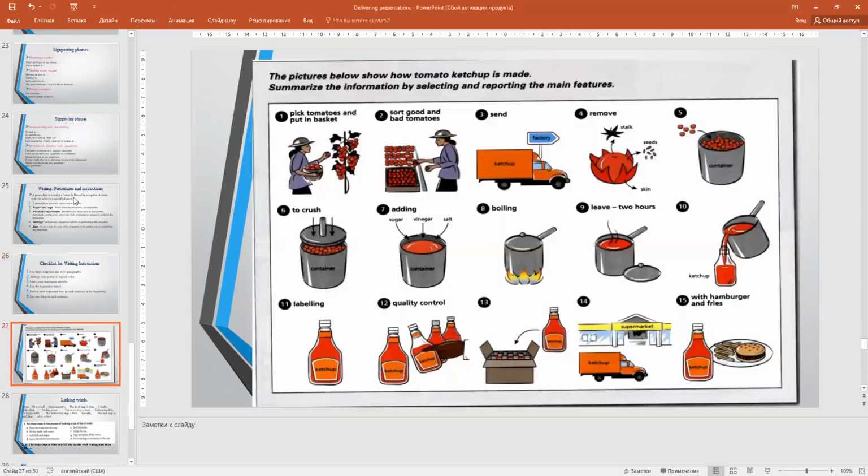So the next slide, as you can see here: the picture below shows how tomato ketchup is made. Summarize the information by selecting and reporting the main features. This is a home task for you, dear students. You have to summarize the information. The whole tomato ketchup production should be summarized by selecting and reporting the main features.